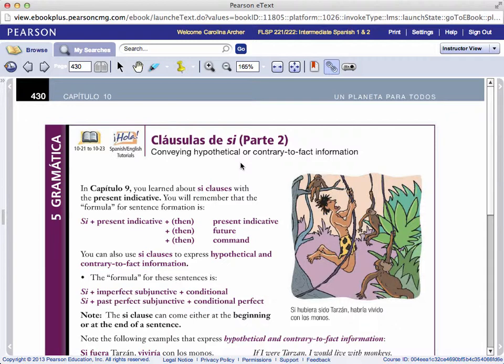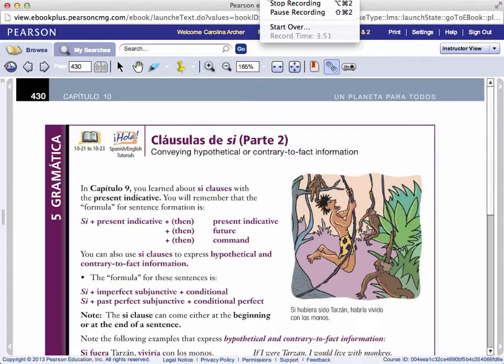Okay, so we're going to continue in your book, cláusulas de sí. A clause that starts with sí, with if, means that there's a condition there. In the last chapter, we saw two or three cases where the clauses start with sí and the present indicative. Sí plus the present indicative plus then, present indicative again, or the future or the command. These ifs are things that can happen.